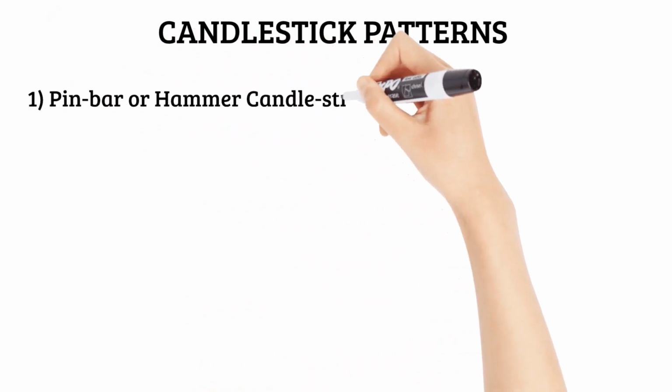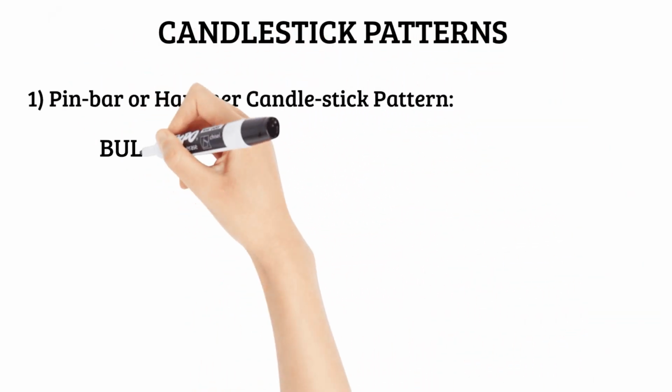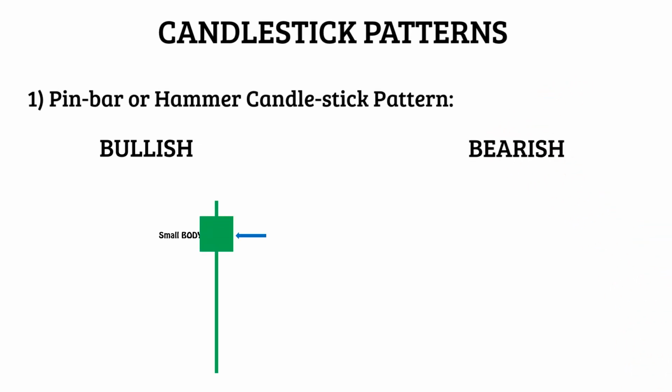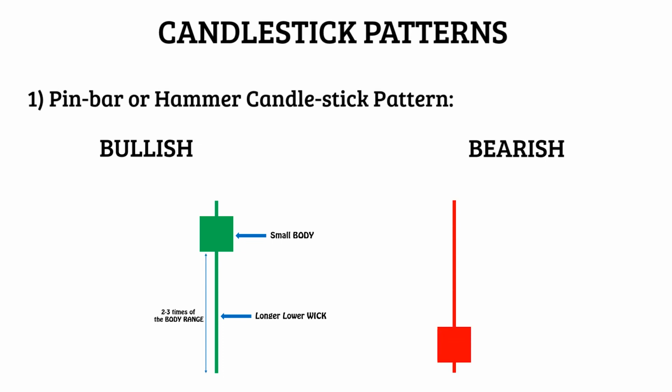So let's begin. The first candlestick pattern on my list is the pin bar or hammer candlestick pattern. There are bullish and bearish hammer candlestick patterns. A bullish hammer has a small body and a longer wick which is 2 to 3 times the body range. And the bearish hammer is the opposite of the bullish hammer or pin bar candle. It has a small body and a longer upper wick which is 2 to 3 times the body range. So when you see them, they look like a hammer.